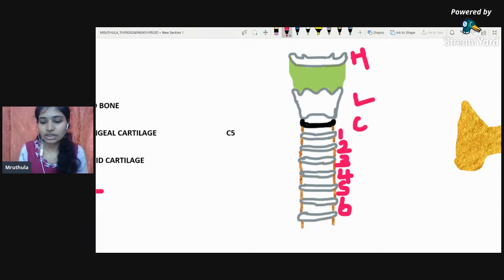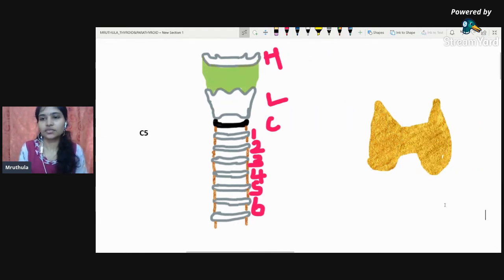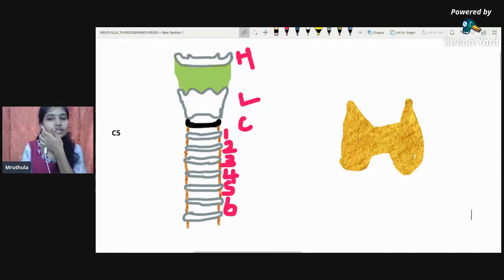So what is the extent of the thyroid gland? Before seeing that, let me show some parts of the thyroid gland. Look at here. This is how the gross appearance of the thyroid gland will be. So here, this golden part is the thyroid gland. Let me mark the parts for you.